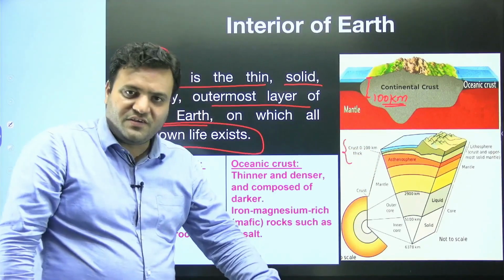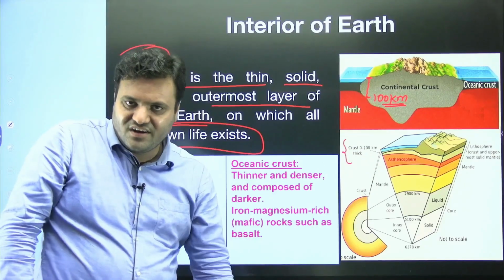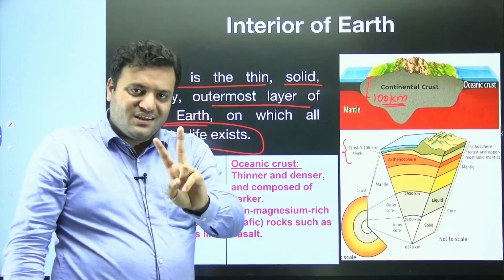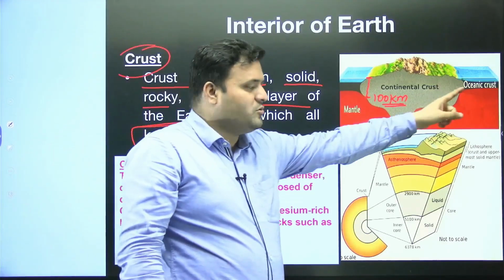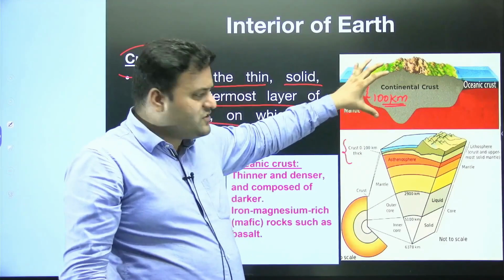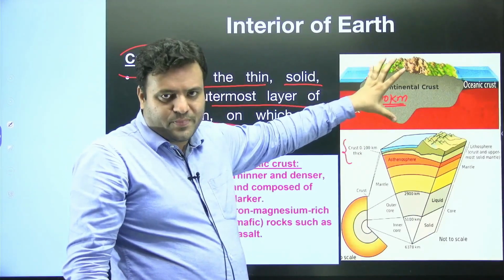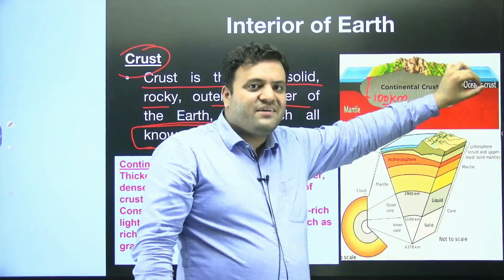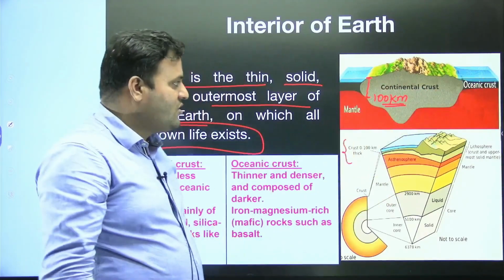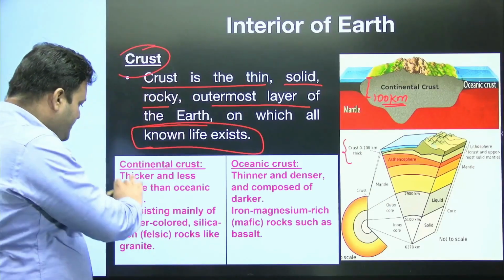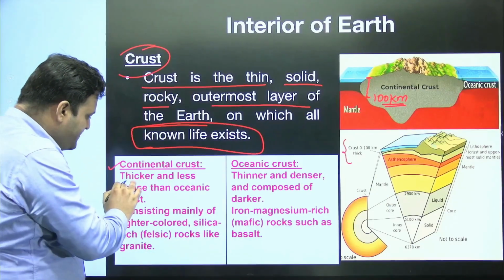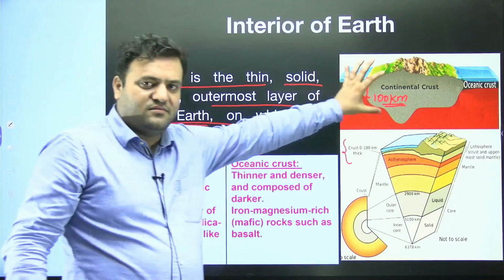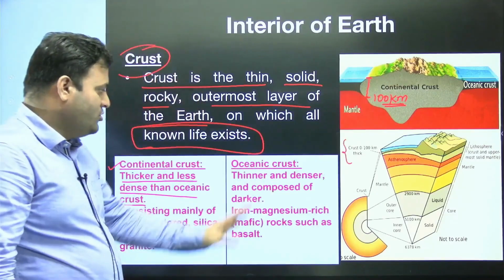From the surface, if you move towards the 100 kilometer depth in our interior, that would be the part of crust. Crust is comprised of two sets, continental crust and oceanic crust. Continental crust is more thick as compared to the oceanic one. Oceanic crust is comparatively thin. Continental crust is thicker and less dense than the oceanic crust. It is thick, it is wide, and oceanic crust is what?